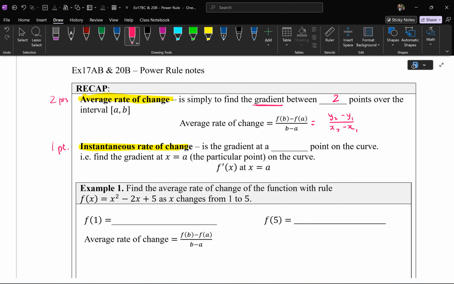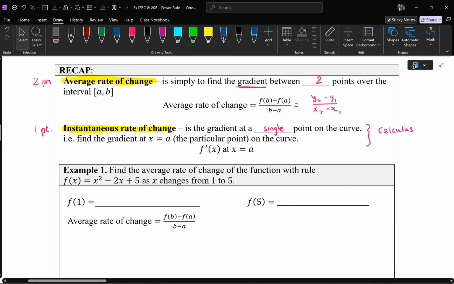Instantaneous rate of change is literally what we're actually studying. This is called calculus. It is to find the gradient at a single point on the curve. Please write that down so you know the difference. So one has 2 points to find the gradient, and the one that we're truly studying today, and pretty much this entire chapter, is instantaneous rate of change. Your job is to find the gradient of a straight line with only 1 point on the curve. Okay? So let's do a recap on what you need to know from year 9.